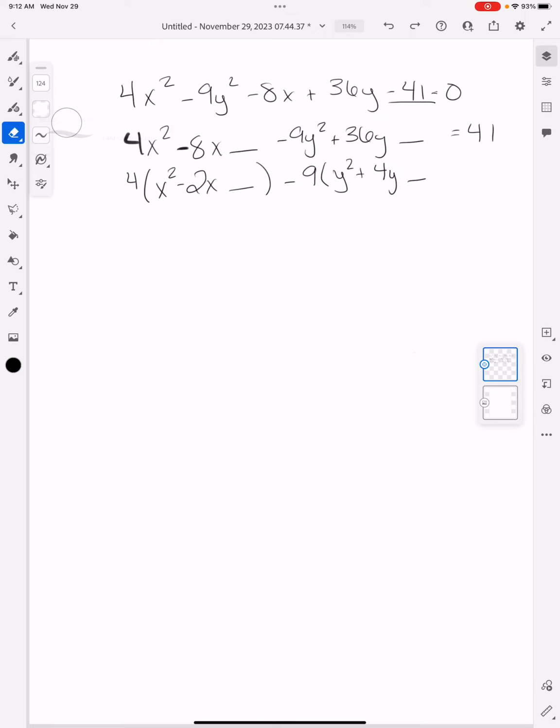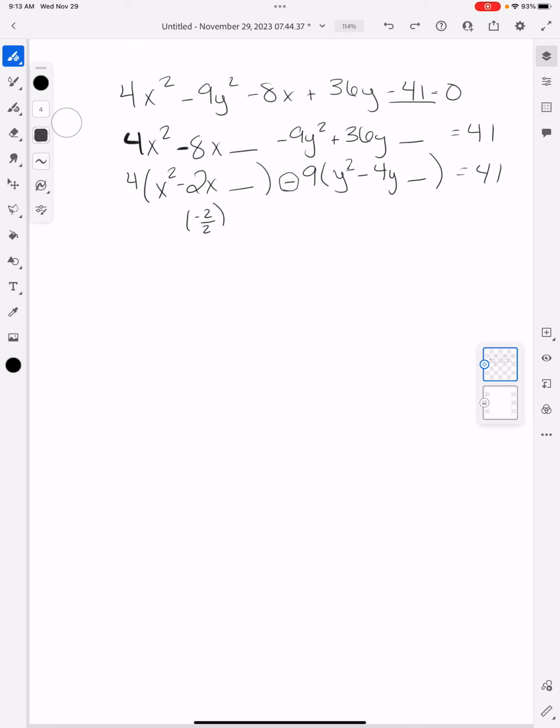Now, actually, because I'm factoring out that minus in front there, the sign change is going to happen because it was a positive 4y. Because I am taking and grouping out that 9, it's going to change the sign of that 4y, equals 41. So now, again, this is that completing the square process.